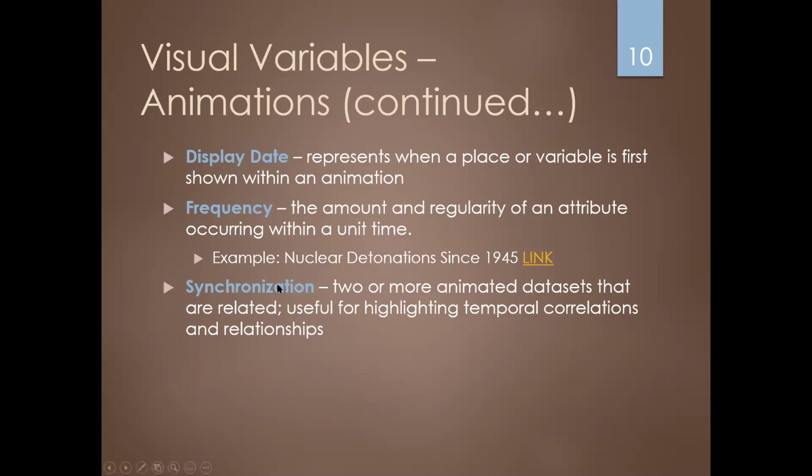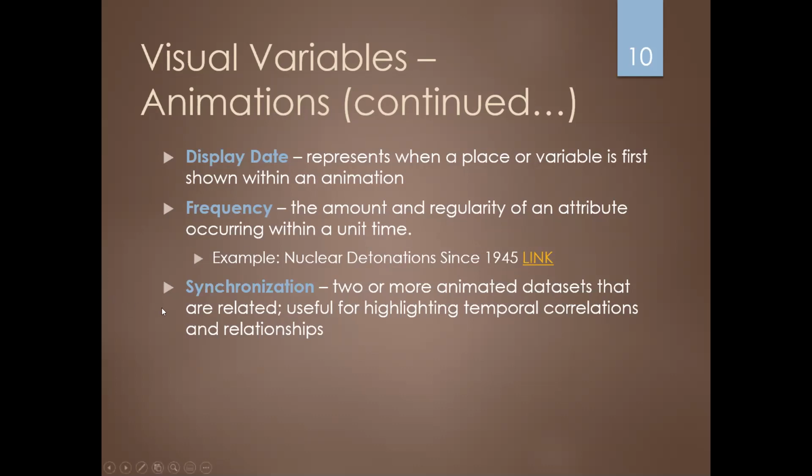Okay, here is an example: nuclear detonation since 1945. You can just click it and watch it yourself. I just want to use it to show the definition of frequency. For example, in a specific year, there are 10 nuclear detonations, right? In another year, there are 100 nuclear detonations. Okay, obviously the frequency of nuclear detonation in the second year is much higher than the first year because there were 100 detonations in the second year and there were only 10 detonations in the first year.